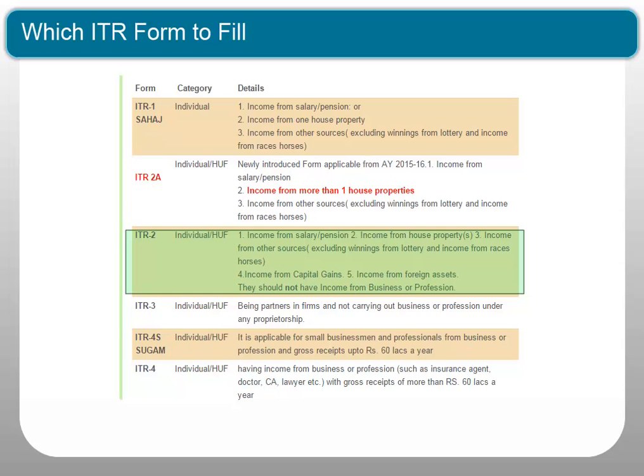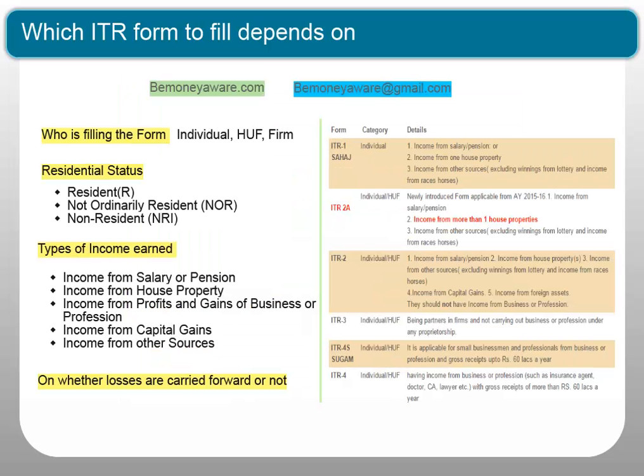ITR 2 will be filled by an individual who has income from salary or pension, income from house property one or more, and income from other sources, just like in ITR 2A, but in addition income from capital gains and income from foreign assets, but no income from business or profession. In which case one has to fill ITR 4S or ITR 4. So which ITR to fill depends on many factors such as residential status and types of income earned.